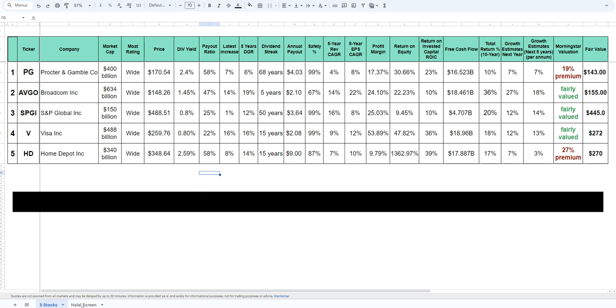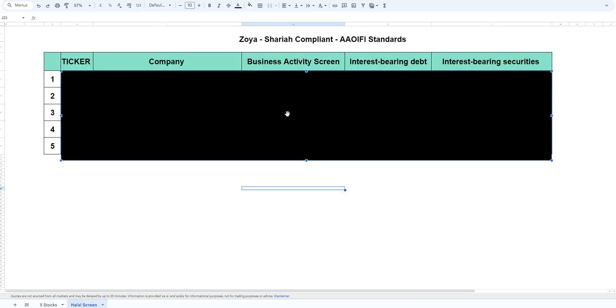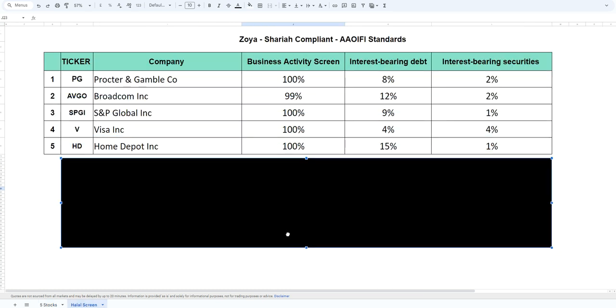So there you have it. That's the 5 companies that I wanted to share with you guys today. These are my favorite companies. That doesn't mean go away and buy them. Please make sure you do your own research. Here is basically when it comes to the Sharia compliance side of things. When it comes to debt and everything else, they are absolutely fine, nothing huge to worry about.